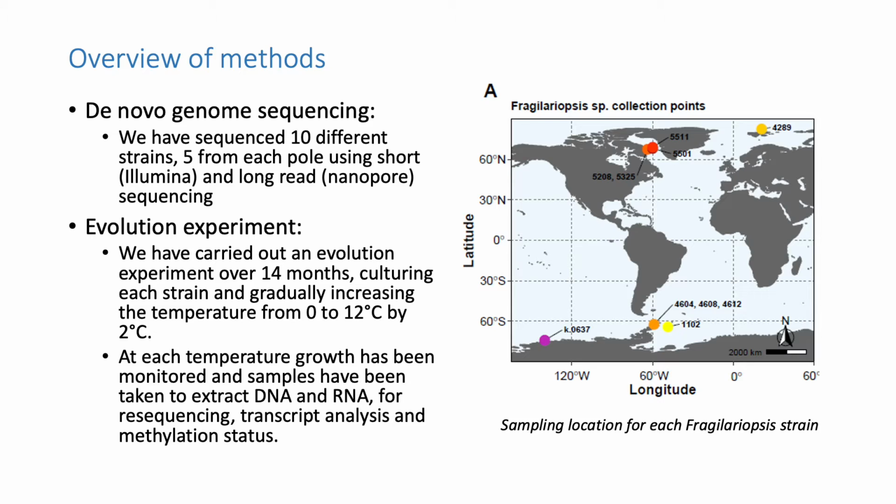We have also carried out an evolution experiment which involved gradually increasing the temperature from 0 to 12 degrees in 2-degree intervals over 14 months to simulate warming. Samples were taken at each temperature point to evaluate changes in the genome, transcriptome and methylome.